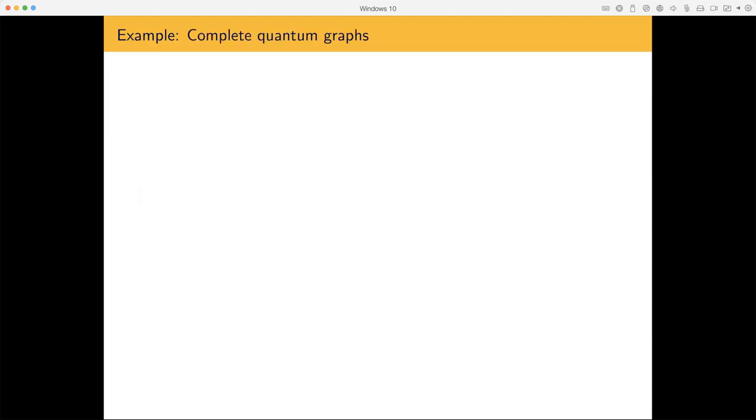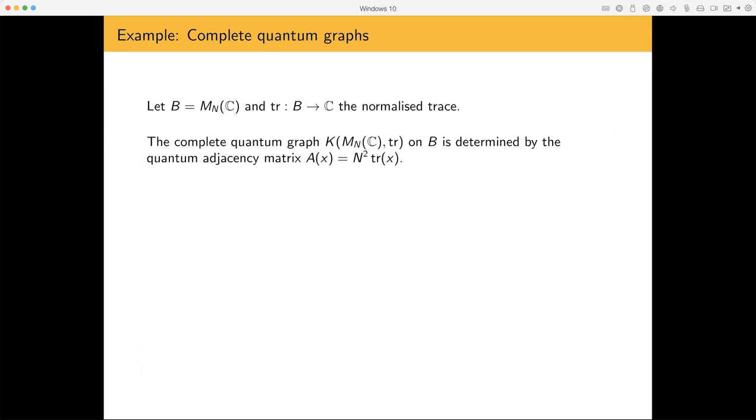Now that was in a sense the easiest possible example of a quantum graph. And let me show you the next easiest thing, namely looking at the complete quantum graph. So we take the same setting, B, a full matrix block, the standard trace on that, but we take the adjacency matrix, which is given by first taking the trace and then multiplying by n squared. Don't worry about this multiplicative factor. That's just to make it fit this Schur orthogonality, Schur idempotent condition.